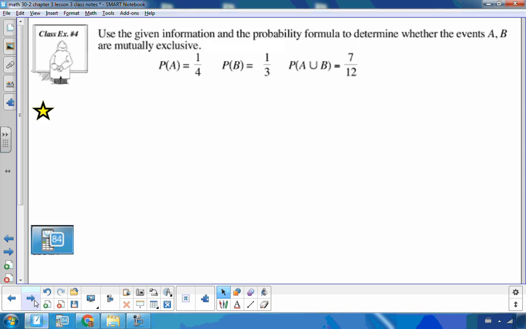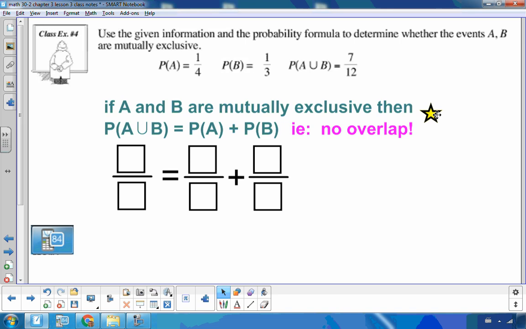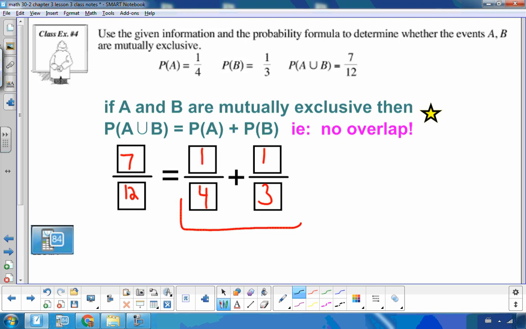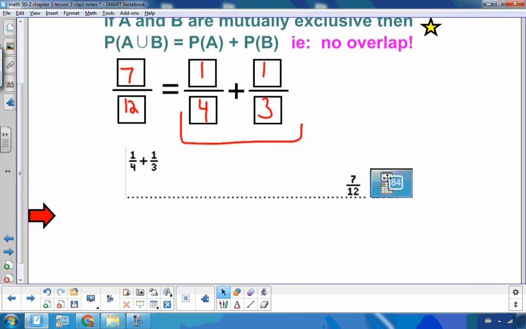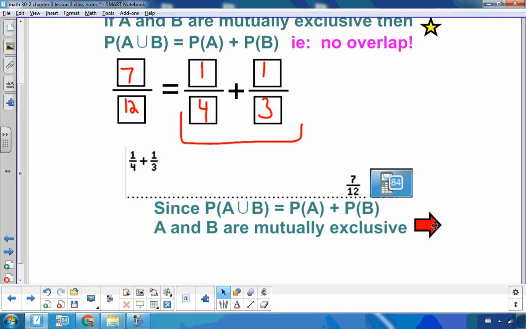Okay, so we have some probability statements here. We want to determine, based on the probabilities, are these mutually exclusive or not? Well, if they are mutually exclusive, there's no overlap. So the probability of A or B will equal the probability of A plus the probability of B. To know if this is true, I just have to add this side here, or put it into my calculator. So 1/4 plus 1/3 is 7/12. So they are equal on both sides, which tells me they are mutually exclusive.